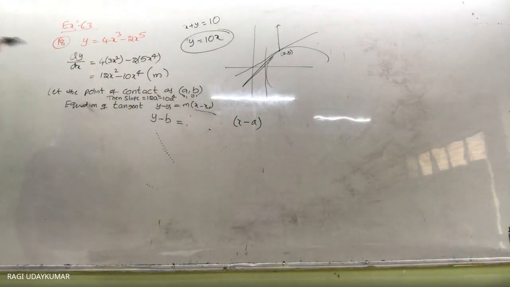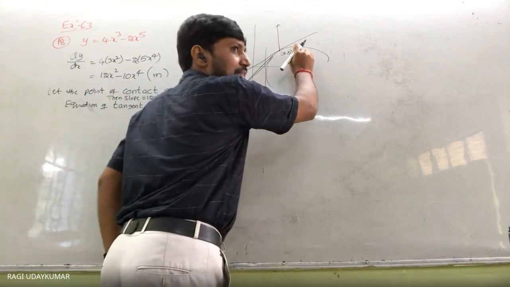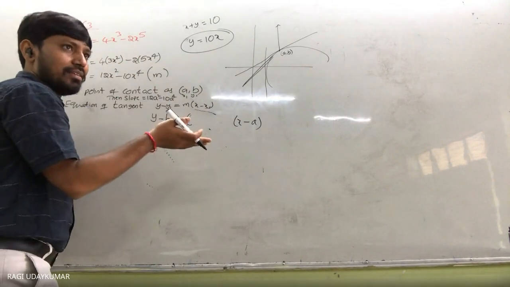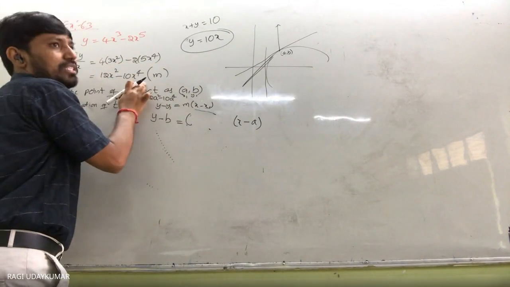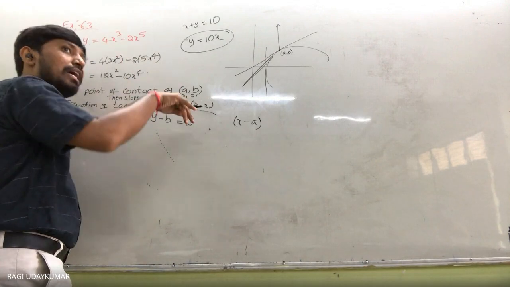Because if x takes 0, then there also it will take 0. So now here the slope becomes, this point is 2, 3. So we have to substitute 2 in this, then only the slope will come, right? Slope is not directly this one. At the particular point, that is the slope. So I substituted that point: 12a square minus 10a power 4.